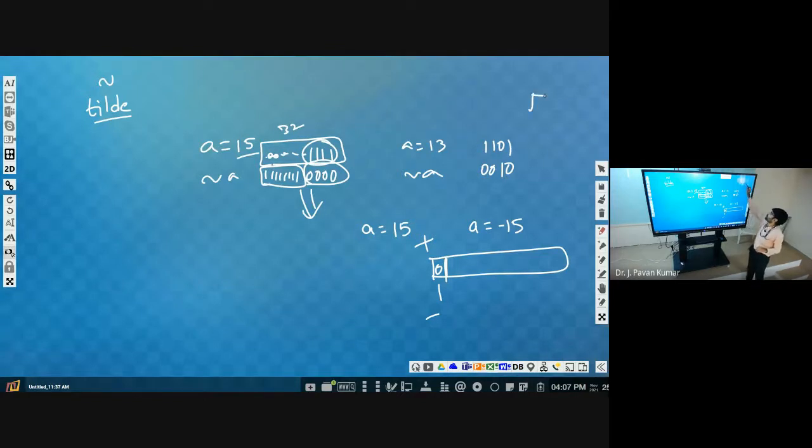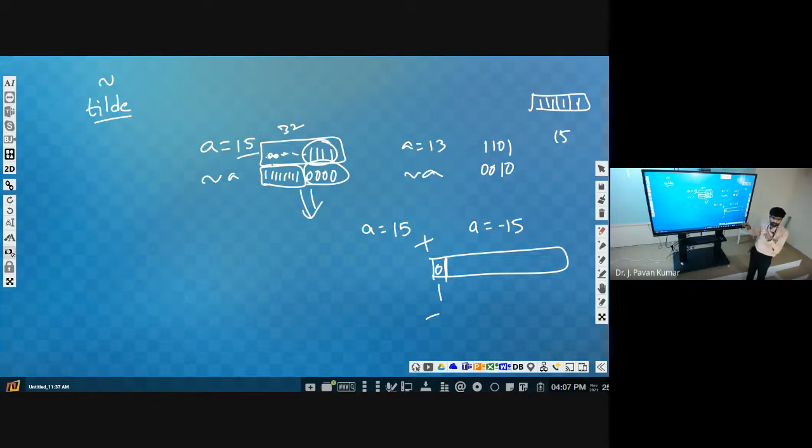So now, here you consider only 4 bits, let us say 4 bits. What is the maximum number that we can store? In 1 bit, the maximum is 1. In the next bit, 1. Next bit, 1. Next bit, 1. What is the magnitude? 15.